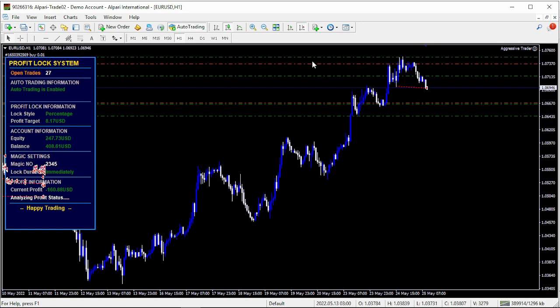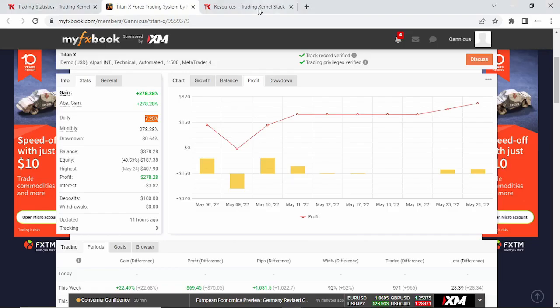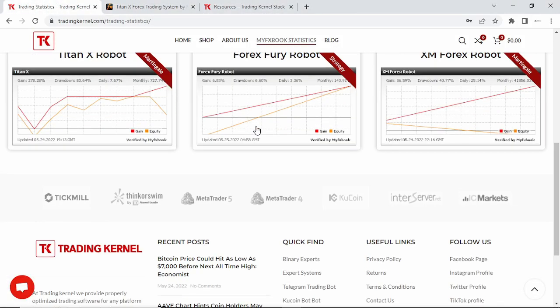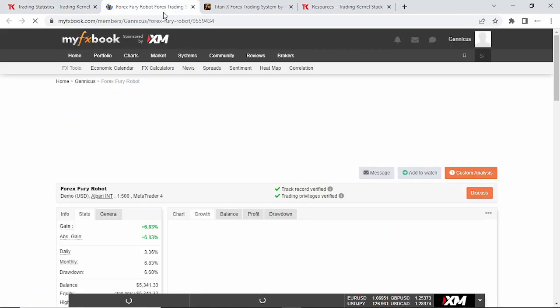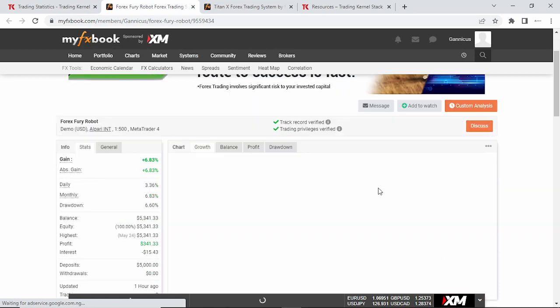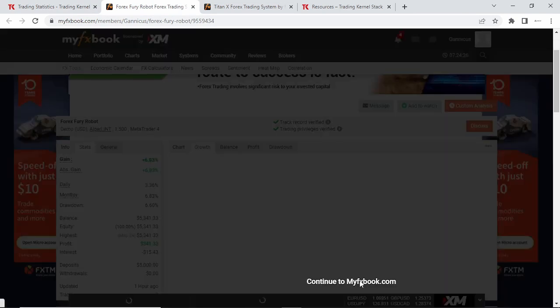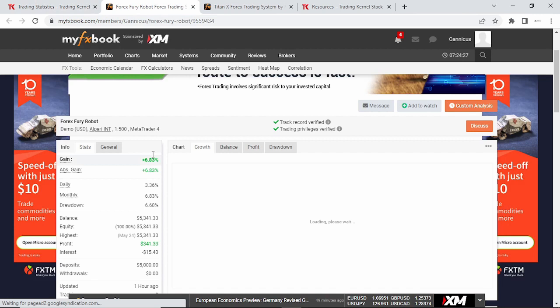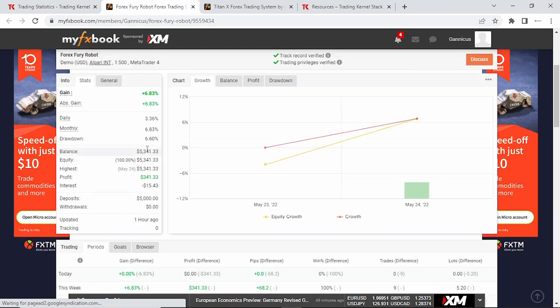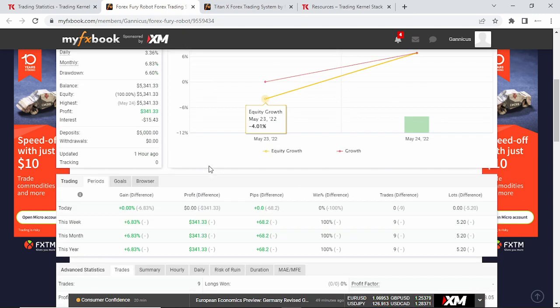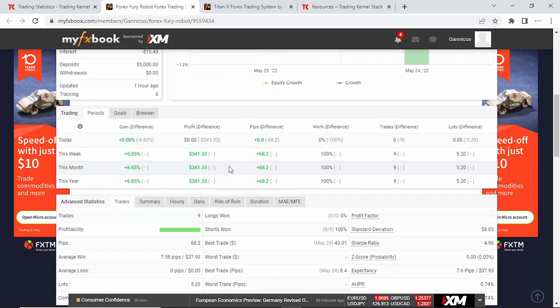Okay, so the next one is, let's go to the next one here. The next one is the Forex Fury robots. Okay, Forex Fury robots. This robot isn't currently available on Trading Kernel, but it's going to be available shortly. Okay, Forex Fury robots is currently up 6%, and we've made a profit of about 341 US dollars. Let me see how many trades we've had here. Okay, we've had about 9 trades.